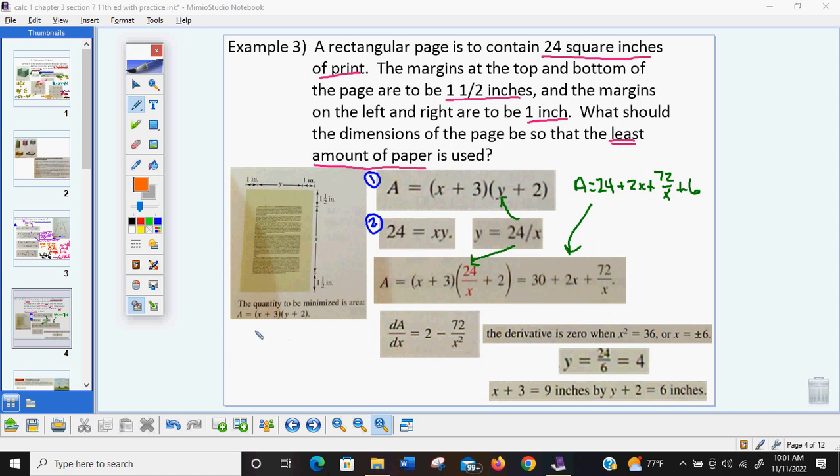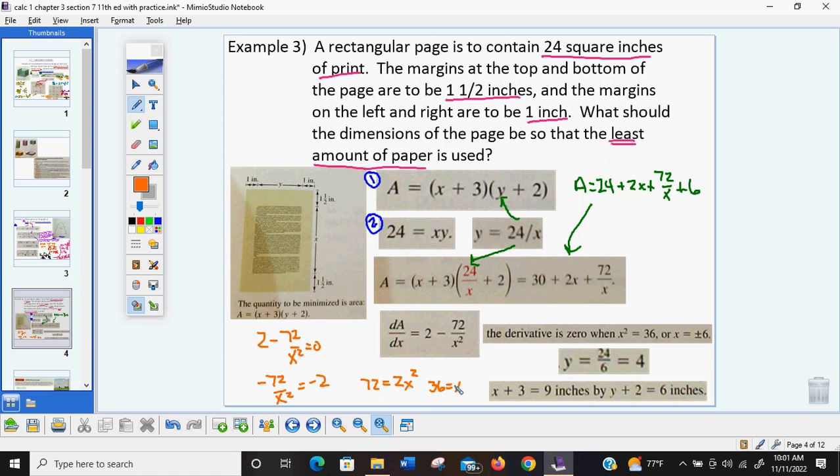Let's do that over here. So we're going to have 2 minus 72 over x squared equal to 0. When we move our 2 over, we get a negative 72 over x squared equals negative 2. We can multiply both sides by negative x squared. That gets rid of that negative. Then we're going to have 72 equals 2x squared. And you divide by 2, and you get 36 equals x squared.